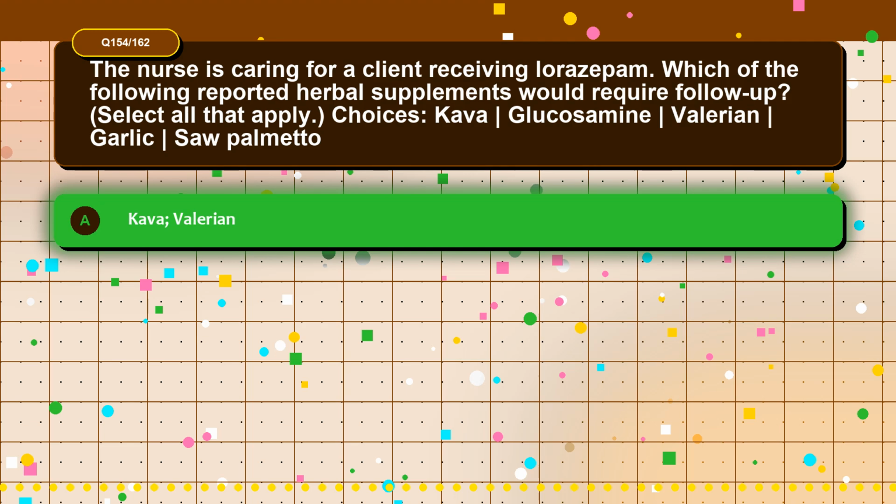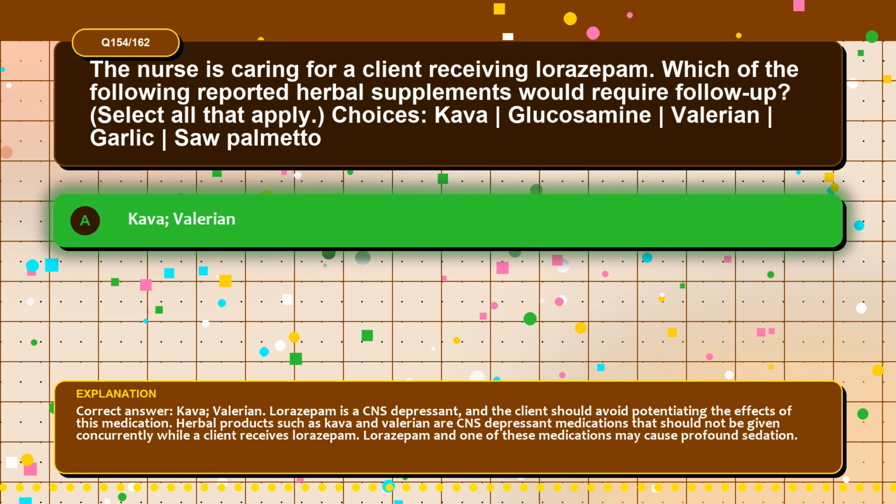The correct answer is option A. Kava, valerian. Correct answer: kava, valerian. Lorazepam is a CNS depressant, and the client should avoid potentiating the effects of this medication. Herbal products such as kava and valerian are CNS depressant medications that should not be given concurrently while a client receives lorazepam. Lorazepam and one of these medications may cause profound sedation.